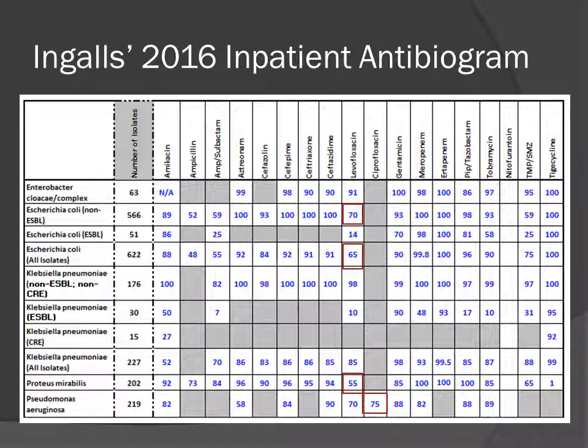When we look at all isolates of E. coli, including the ESBLs, we see that our sensitivity is only 65%. We look at another urinary pathogen, Proteus mirabilis, and only 55% are sensitive to quinolones.